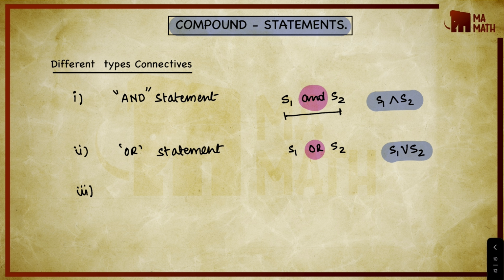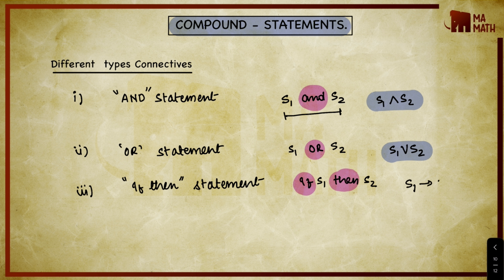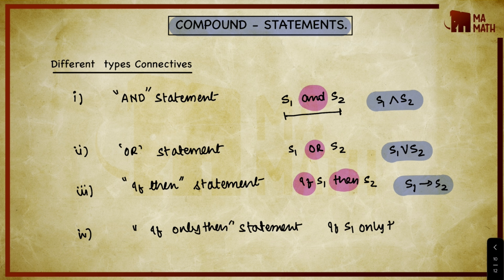Now there is a third type which is called the if-then statement, which is something like if S1 then S2, which we have already seen, and the symbol for that is an arrow towards S2. There is a fourth type of connection which is called the if-and-only-if statement, which is if S1 only then S2, which is represented by a double arrow on both sides. So all these are called connectives in compound statements.